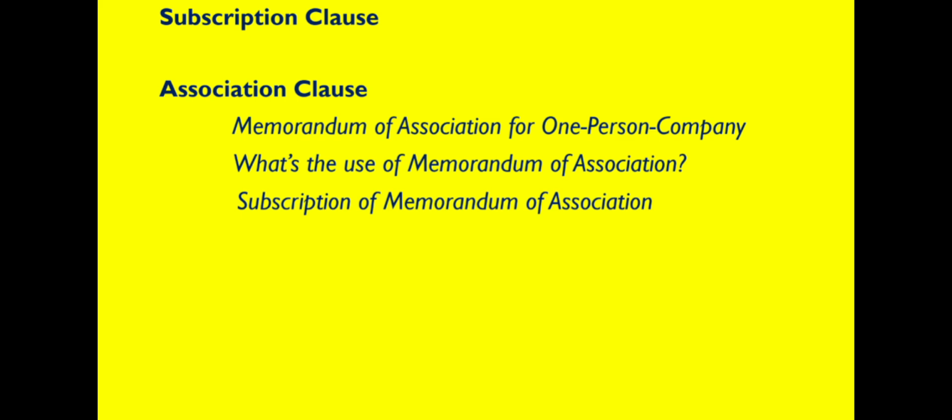Under this, Memorandum of Association for one-person company. A one-person company is called so because it can be formed by one person. The minimum capital required to form one-person company is 1 lakh rupees. It is a new concept which has been introduced to promote entrepreneurship. All the laws which are applicable on private companies will be applicable on one-person company.